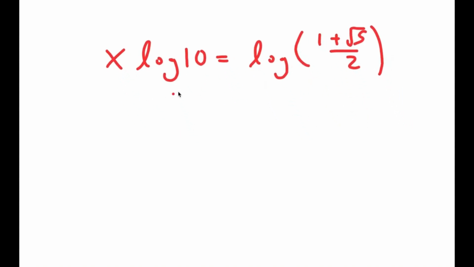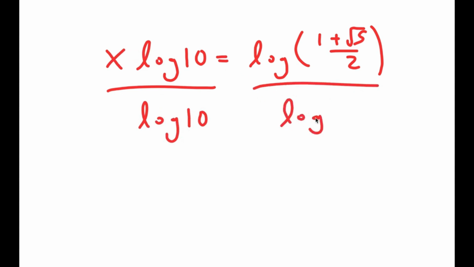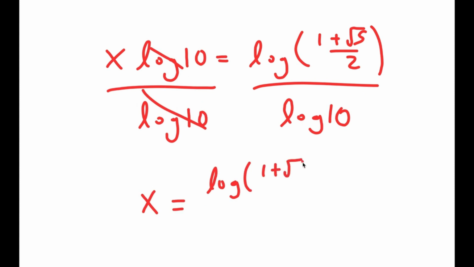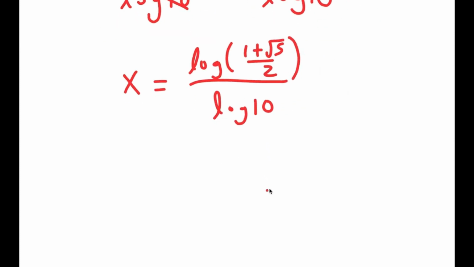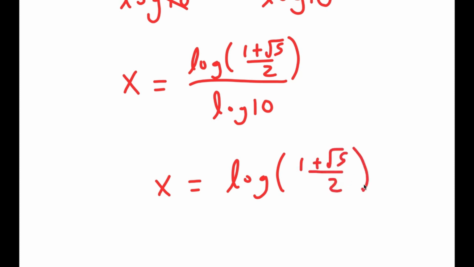Now, I'm going to divide both sides by log 10 because we want to isolate x. So these two cancel out, and I get x is equal to log of 1 plus the square root of 5 over 2 over log 10. Now, if you didn't already know, log 10 is equal to 1. So x is simply equal to log of 1 plus the square root of 5 over 2.